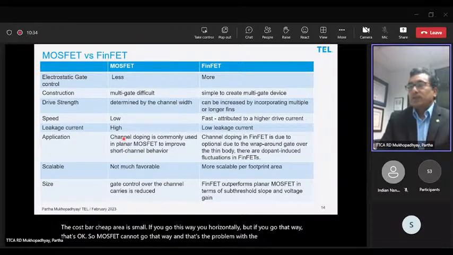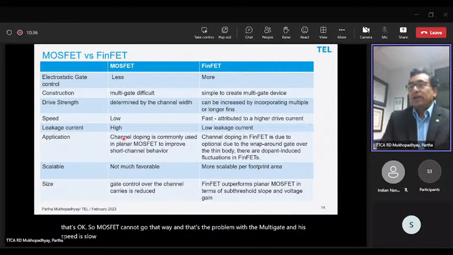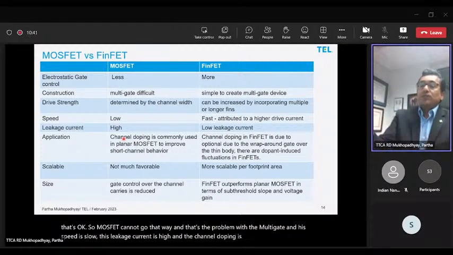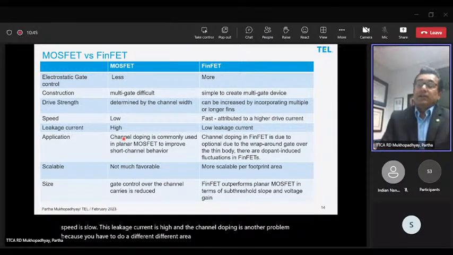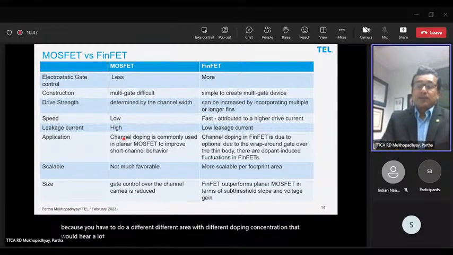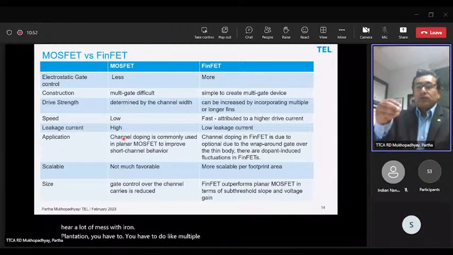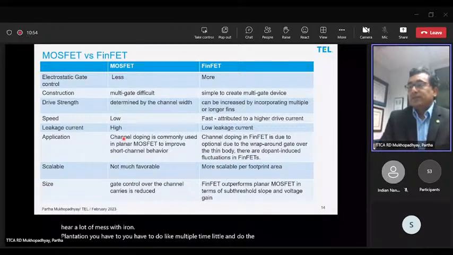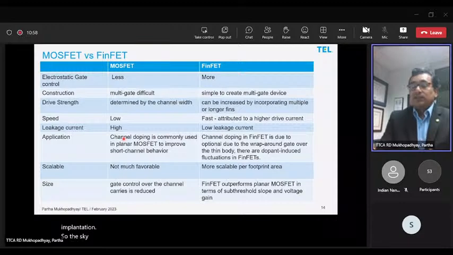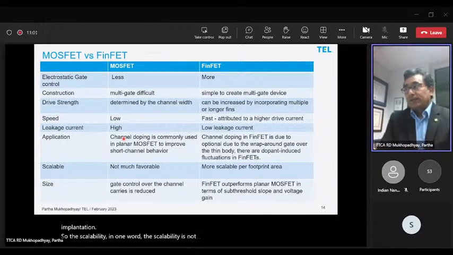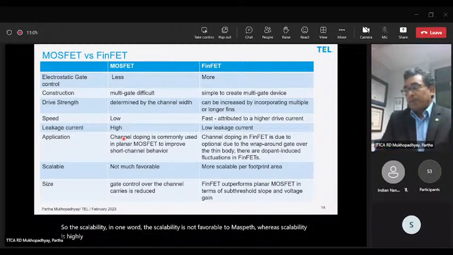And its speed is slow, its leakage current is high, and channel doping is another problem because you have to dope different areas with different doping concentrations. That would create a lot of mess with ion implantation. You have to do multiple lithography steps and do the ion implantation. So in one word, scalability is not favorable to MOSFET, whereas scalability is highly favorable for FinFET.